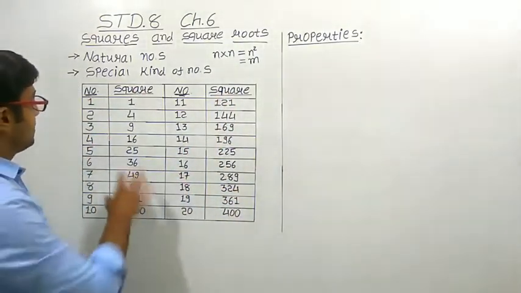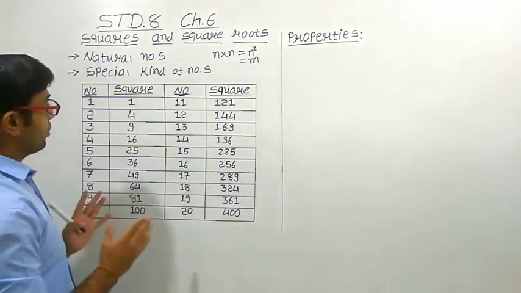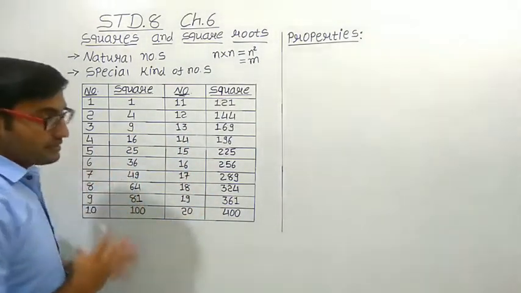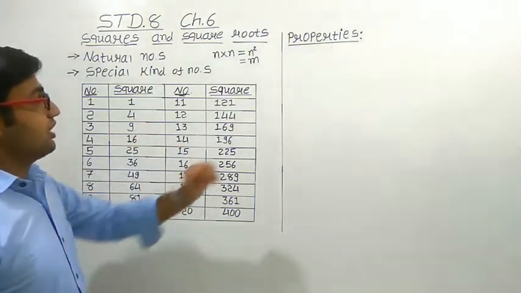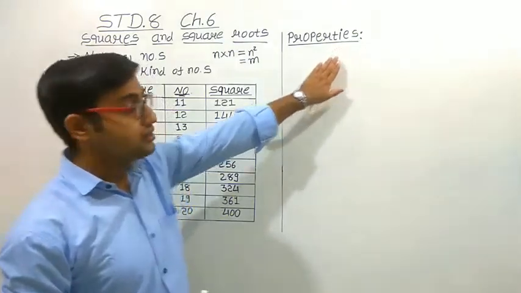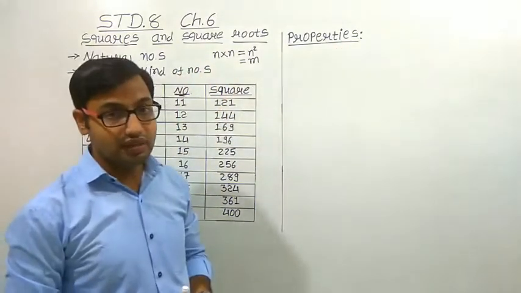So now this is all about the introduction, the basics of the squares, how we can find out the squares. Now we have to study about some of the properties of these square numbers. Right?